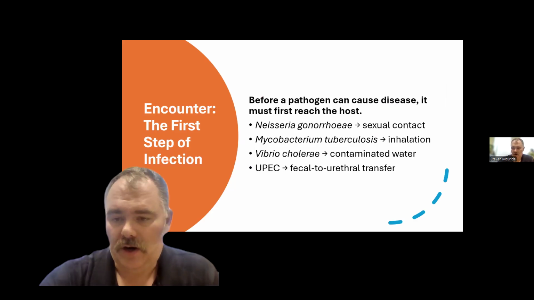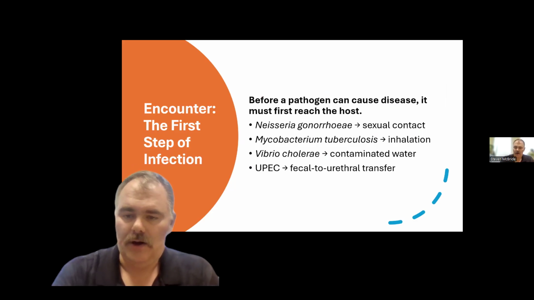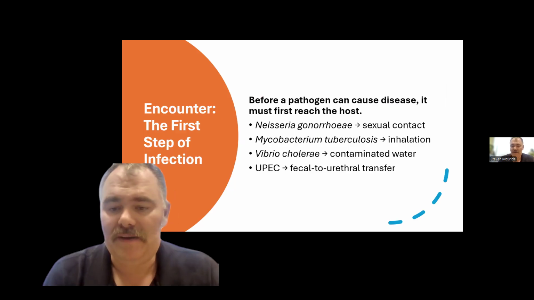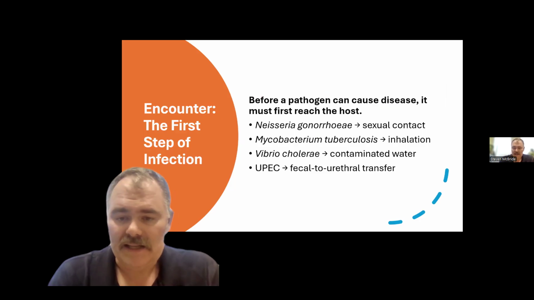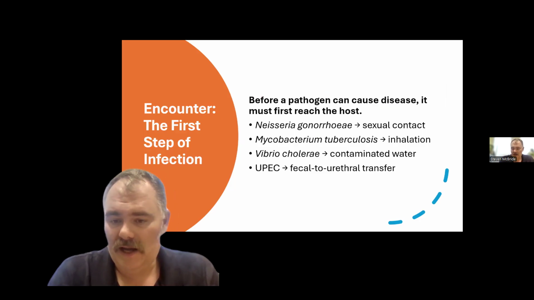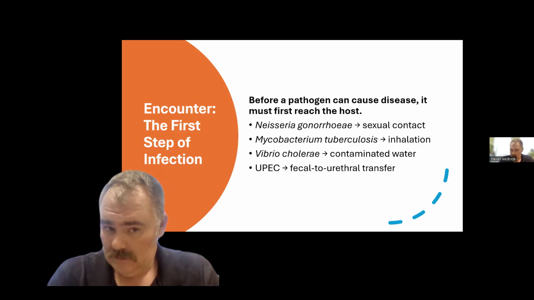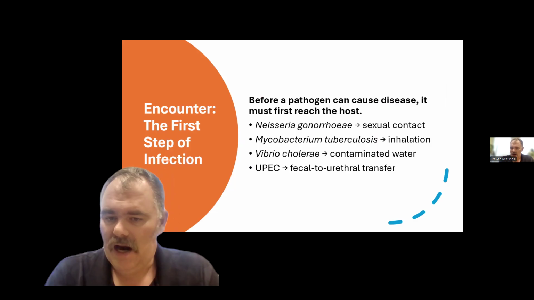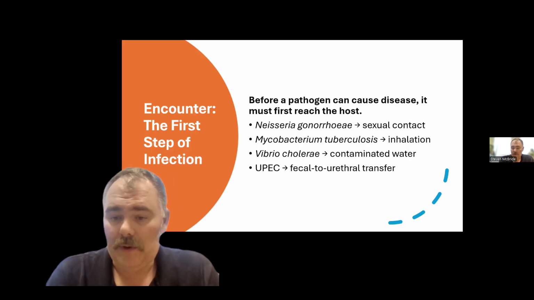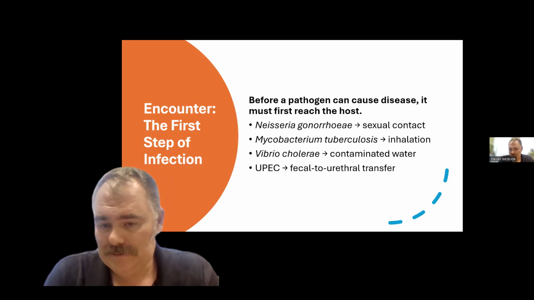For infection to occur, a pathogen must first encounter a host. Different pathogens have evolved different strategies for accomplishing this. Neisseria gonorrhea, the causative agent of gonorrhea, is typically transmitted through sexual contact. Mycobacterium tuberculosis and Streptococcus pyogenes are spread through inhalation of respiratory droplets.